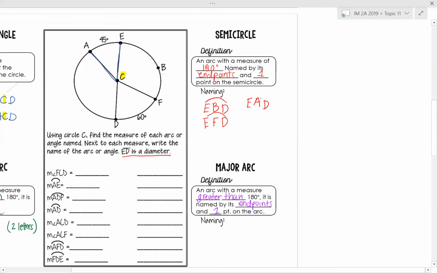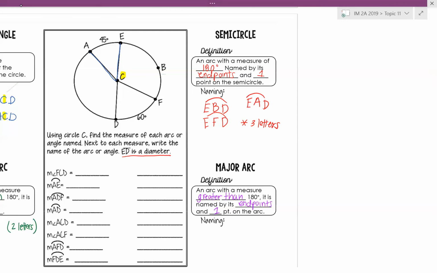A, D, and that would be the other half of the circle. Okay, so I could name it EAD. And again, those two endpoints, I could switch the order and do DBE, DFE, or DAE, and those would all be appropriate. One thing to note is that this one, again, always has 3 letters. So anything that is 180 degrees or larger, we're going to use 3 letters to name it.